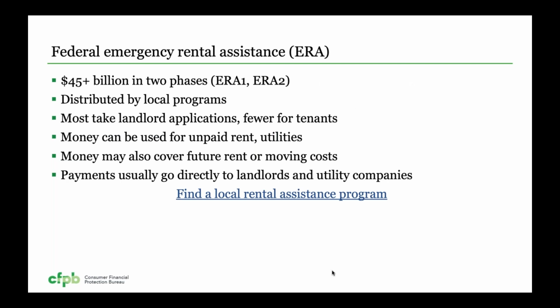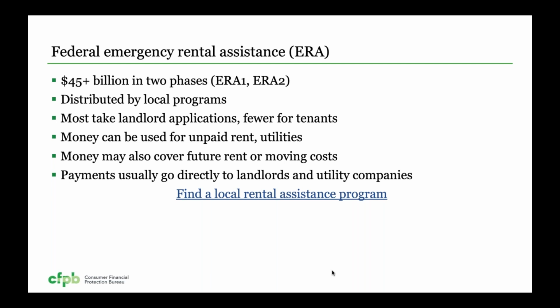Then we have something that the federal government still has quite a lot of, the Federal Emergency Rental Assistance Funds, also known as ERA. Now, we had two phases of this for a total of more than $45 billion. And much of that money is still available. Those resources are still out there in states across the country. They are distributed by local programs, whether it's a state, a county, or a municipality.